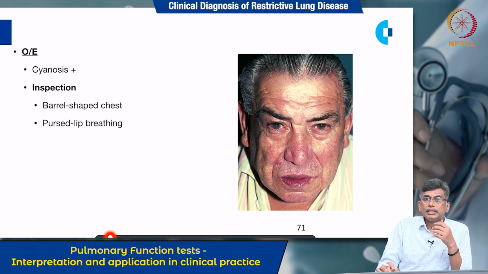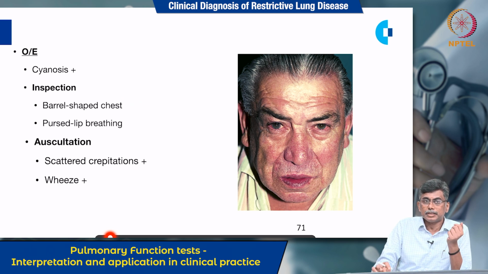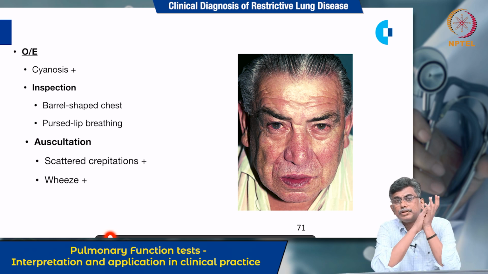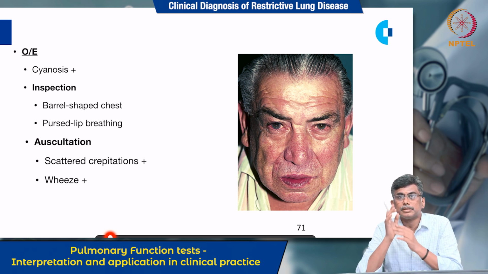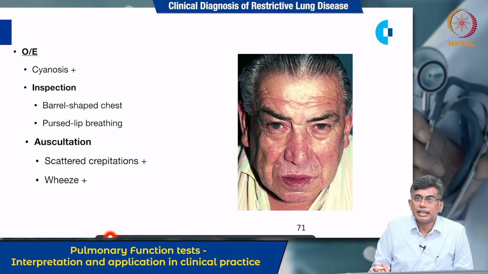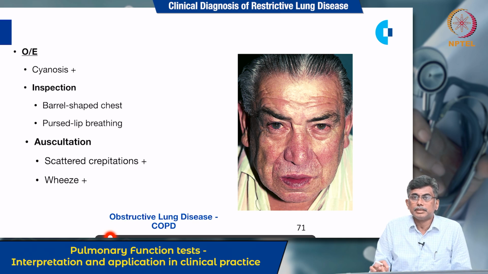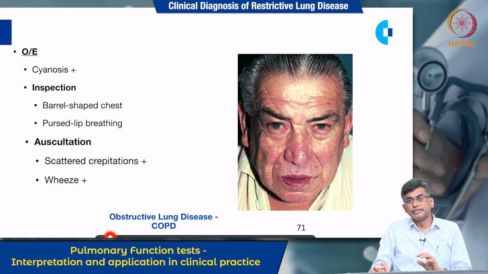Examination wise, the patient is cyanosed. You can see the lips being cyanosed, central cyanosis, and he has pursed lip breathing. He breathes with pursed lips, so on exhalation there is a difficulty, and he has a barrel shaped chest. On auscultation there is scattered crepts and wheeze. Now what will be the diagnosis? Is it a restrictive lung disease? No, it is a classical example of an obstructive lung disease. The problem is COPD. So these are the classical symptoms of obstructive lung disease.